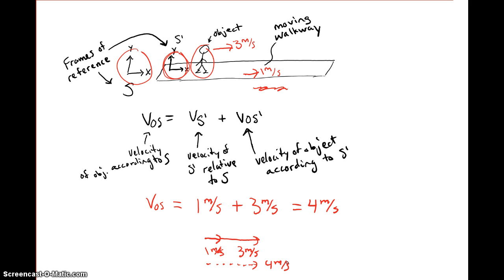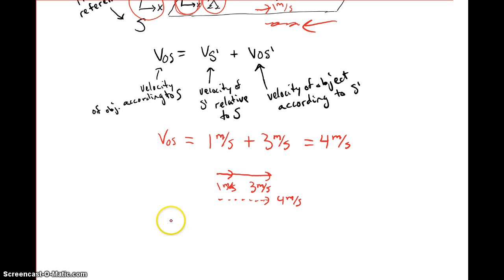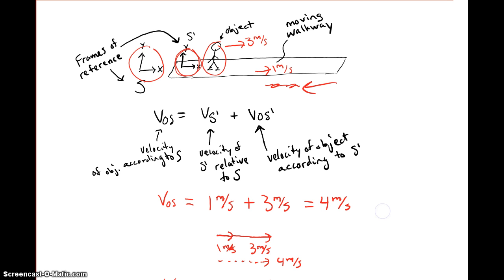If the person was running this way on the walkway, then you could do the same thing. You just use this little equation here. The walkway would still have a velocity of 1 meter per second, but the person would now be moving backwards, so negative 3 meters per second, and you'd get negative 2 meters per second. So if you're standing here, you would observe the person walking 2 meters towards you every second.